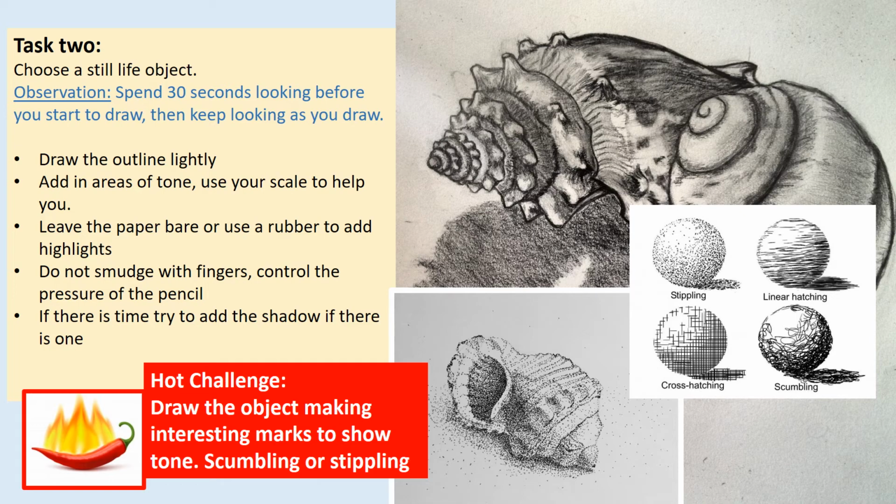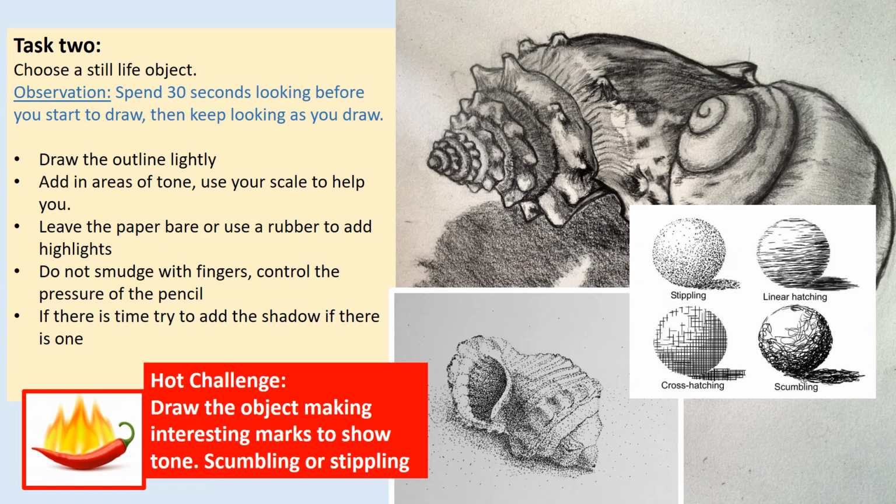Draw the outline lightly, add in areas of tone. Use your tonal scale to help you. So refer back to it to remind you of the full range of tone that you can create just with one pencil. Leave the paper bare or use a rubber to add highlights, so the lightest points. Do not smudge with fingers. Control the pressure of the pencil instead. If there is time, try to add the shadow if there is one.